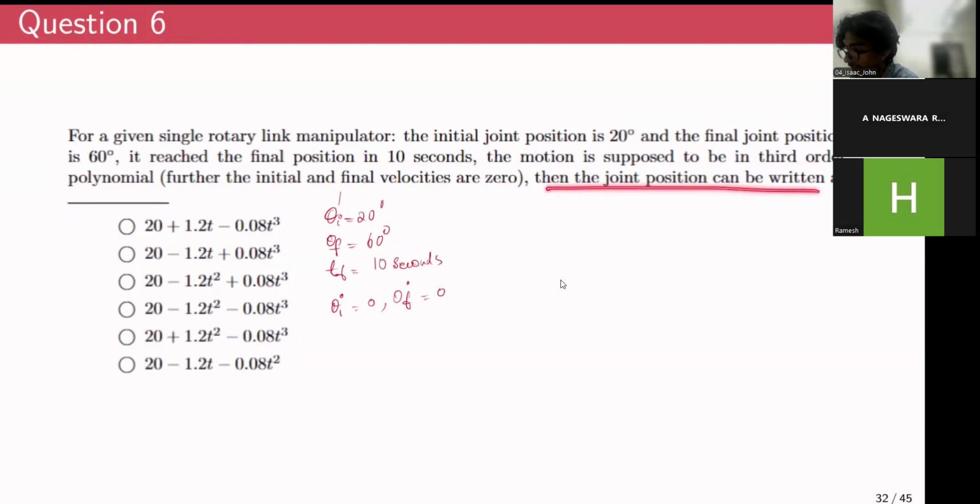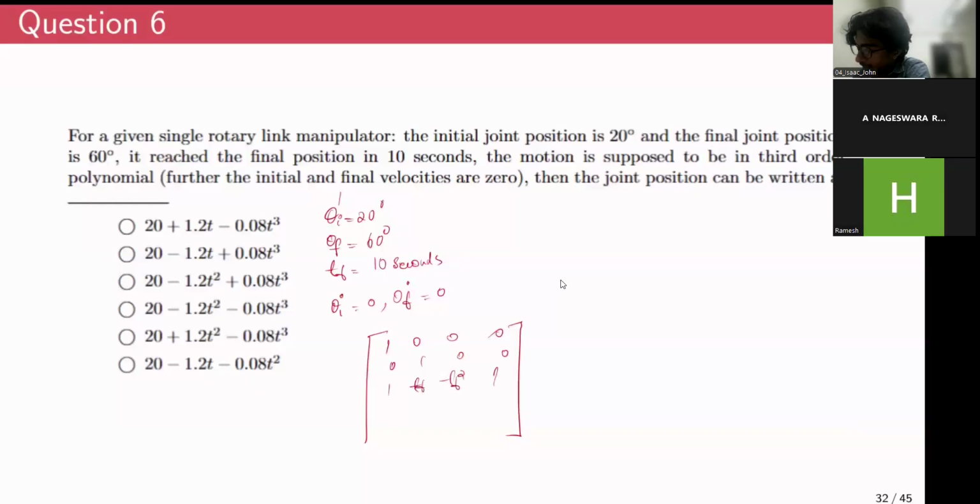Then the joint position can be written as, again, this is exactly similar to what we have seen earlier. We can write the coefficient matrix directly as 1, 0, 0, 0, 0, 1, 0, 0. Then 1, TF square, TF cube, then 0, 1, 2 TF, 3 TF square. Then over here we have A0, A1, A2, A3. And over the other side of the equality, we have 20, 0, 60, 0.